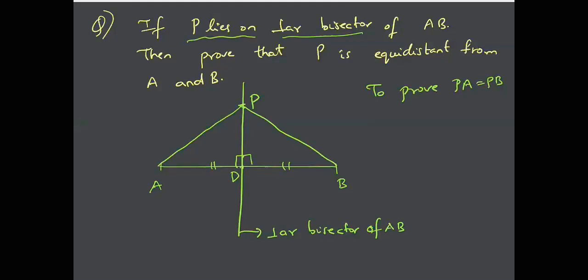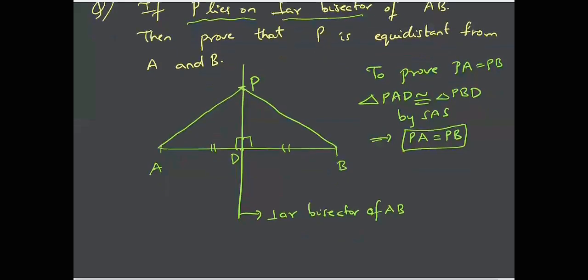Now if you see triangles PAD and PBD, you can notice that these two triangles are congruent by the SAS property, because AD equals DB, this angle is the same, that is 90, and PD is the common side. So triangle PAD is congruent to triangle PBD by SAS criterion. This implies that PA must be equal to PB. So if P lies on the perpendicular bisector of AB, then P is equidistant from both A and B.